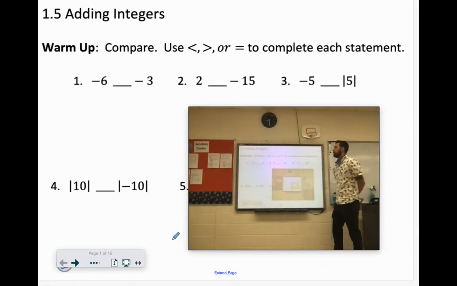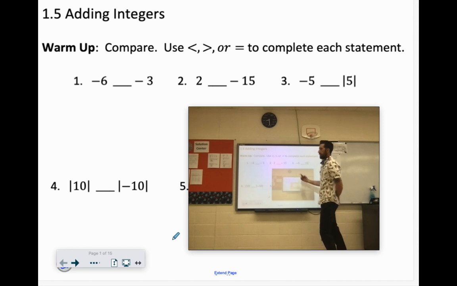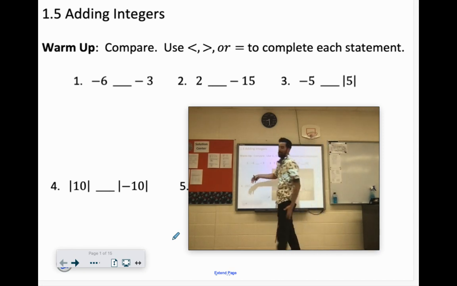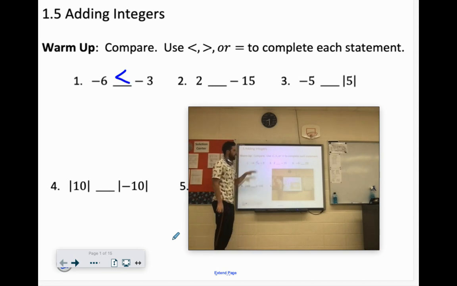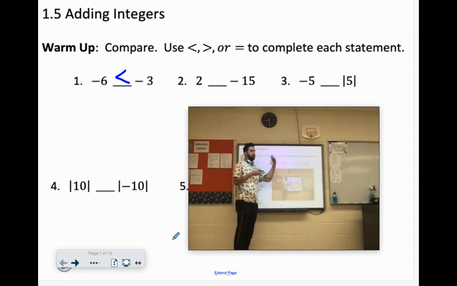Compare, using less than, greater than, or equal to, to complete each statement. -6 and -3: well, -6 is smaller, so the inequality goes that way. Now, number 2 is obviously greater than -15. Every positive number is greater than every negative number.